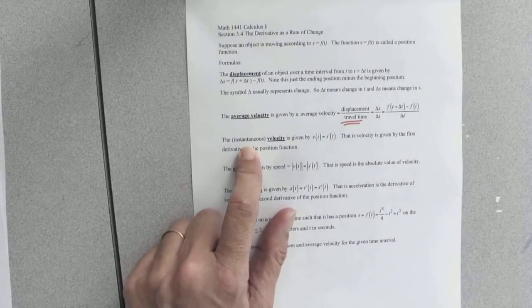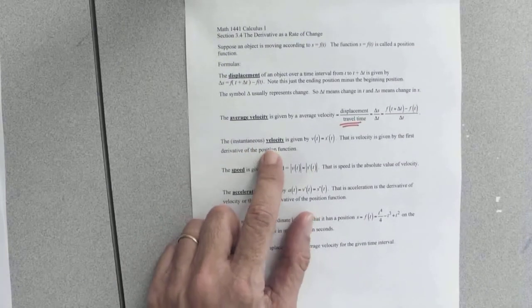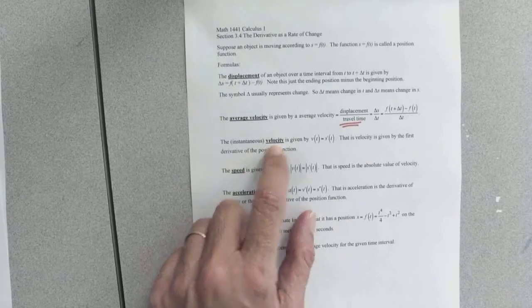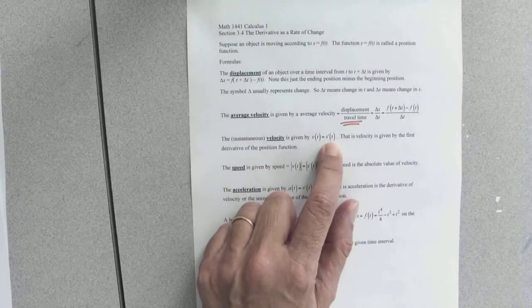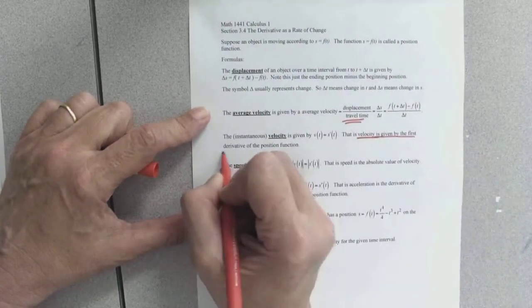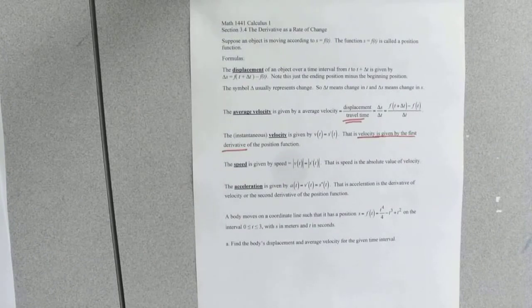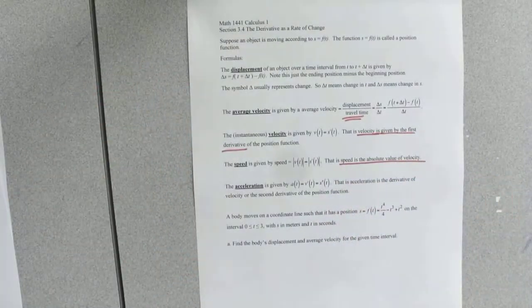Instantaneous velocity, and notice the word instantaneous, we already talked about this once before. The instantaneous velocity is the first derivative. It's the derivative of the position function, first derivative. The velocity is given by the first derivative. Speed is given by speed equals the absolute value of velocity, or the absolute value of the derivative. Speed is the absolute value of velocity.